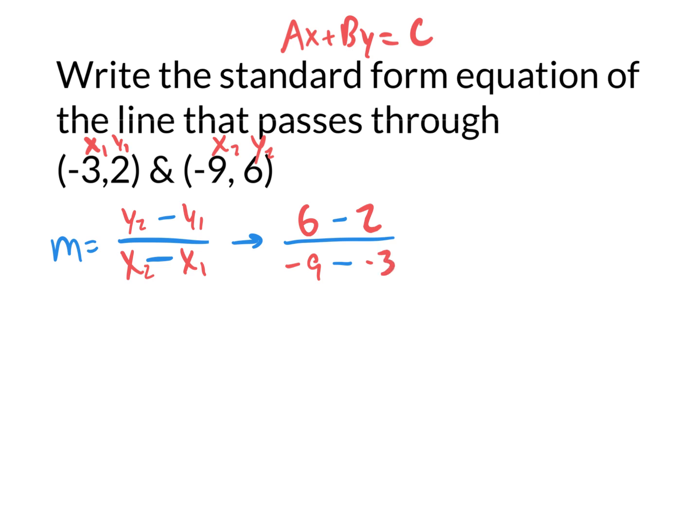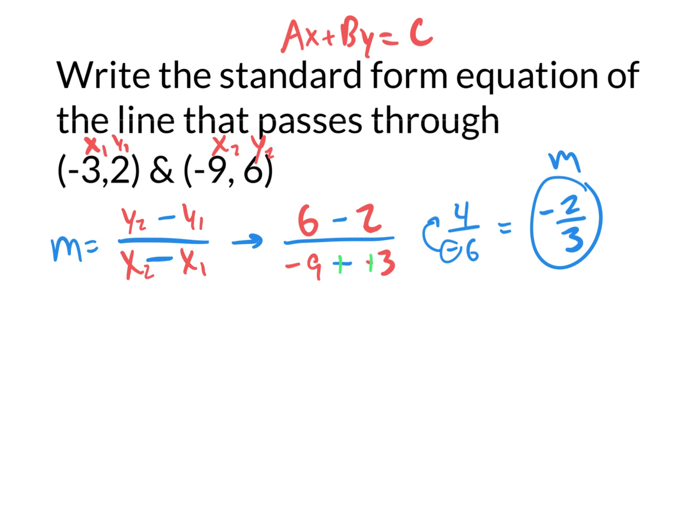So the minus needs to change to plus, and then you simply do the math. 6 take away 2 is 4 up on top. -9 plus 3 is -6 on the bottom. So our slope, we always say that we want the negative to go up on top or in the middle. And we always want to reduce the fraction as much as possible. So if you reduce by 2, it'll be -2 over 3. That is your m value. That is your slope.